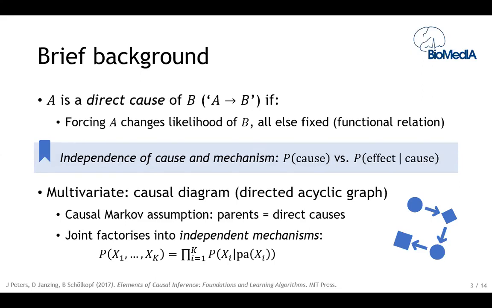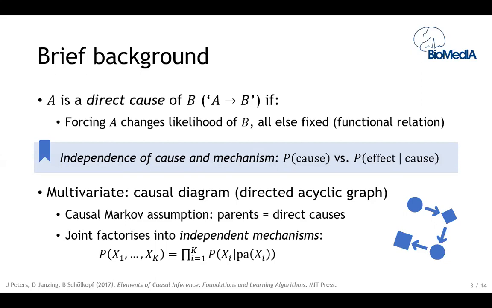So just very briefly, we say that A is a direct cause of B if we are manipulating the values of A, we can change the likelihood of B if we hold everything else constant. So you can think about it as B being some function of A, potentially also of noise and other variables, but changing A may change B. An important consequence of this is what's called the principle of independence of cause and mechanism, that says that the distribution of the cause does not influence or inform in any way the distribution of the effect given the cause, so the mechanism. That's what we call it.